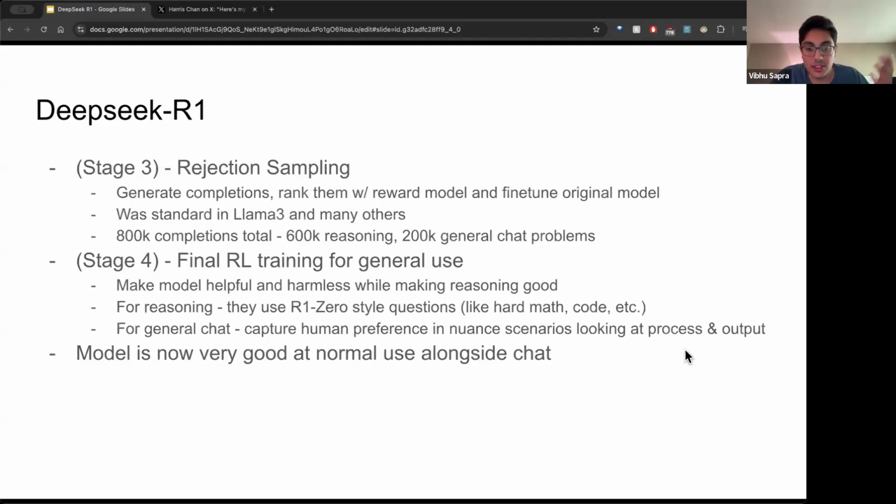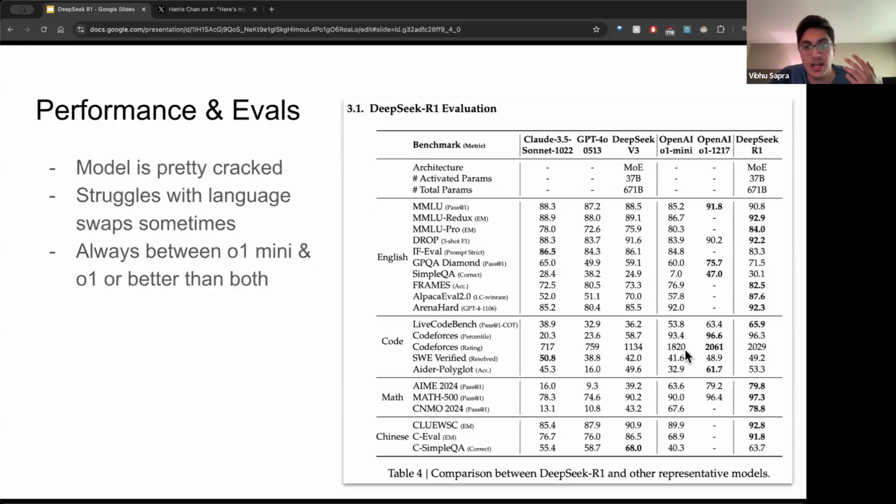Now, yeah, the model is pretty good. It's a normal chat model. It gives thinking steps. It gives little summaries at the end, and it performs pretty well. It still struggles with some language swaps, but on most benchmarks, it's better than O1 mini, and either also better than O1 or in between the two. So O1 might beat it, but it's better than O1 mini.